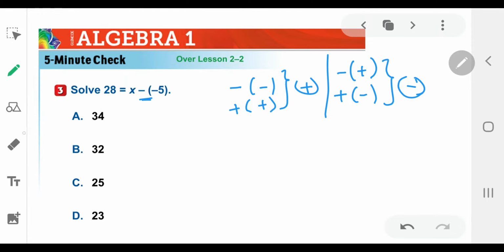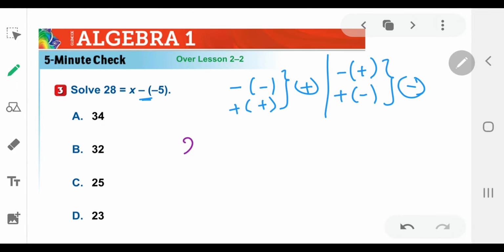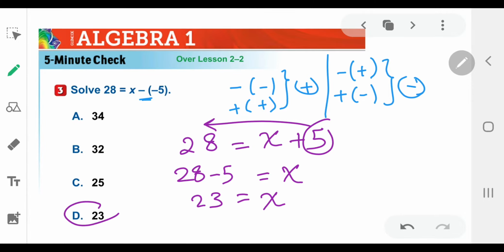So before we do anything here, we have to rewrite this equation by simplifying the double sign. It's 28 equals x, negative negative is positive actually, so it's x plus 5. And again, to isolate the x, I have to drag the 5 to the other side with opposite sign. So it's 28 minus 5. And now x is isolated because we moved the 5 to the left-hand side. x is equal to 28 minus 5, which is 23.